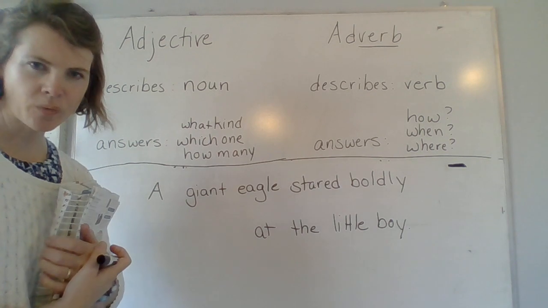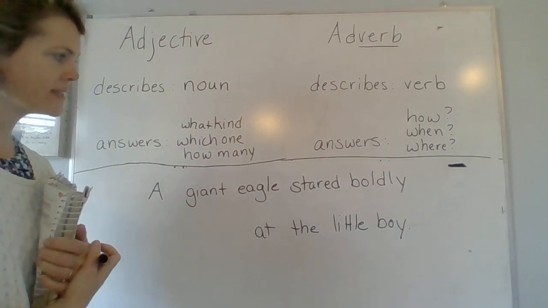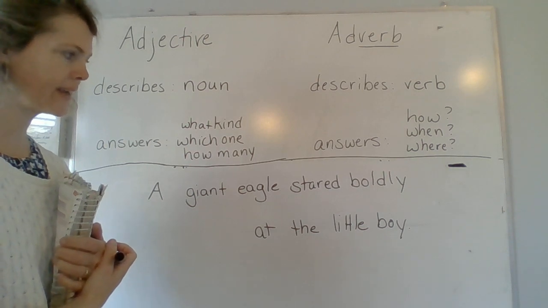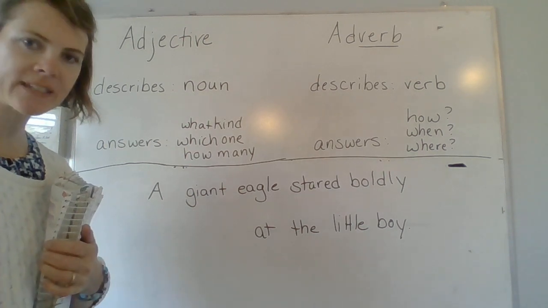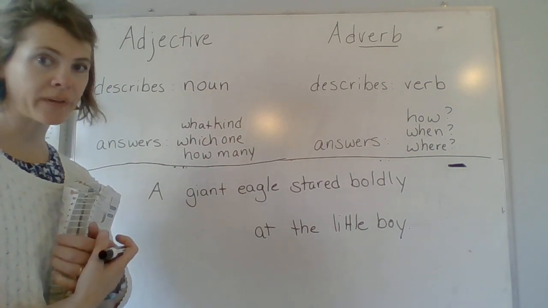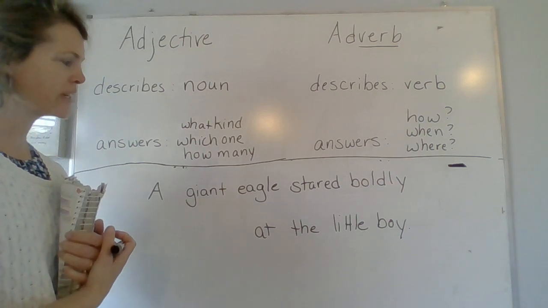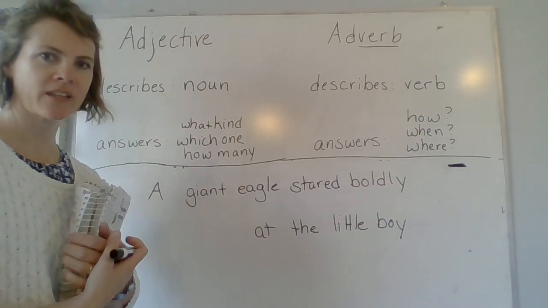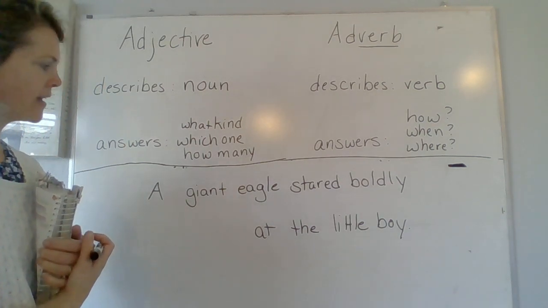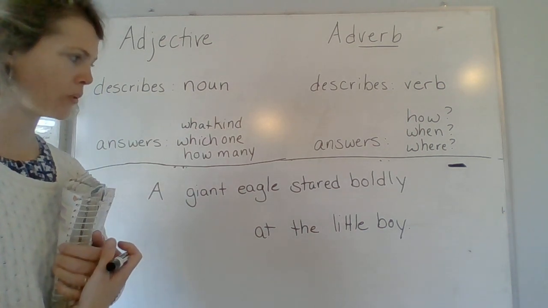Let's go ahead and erase your whiteboard and write down this sentence on your whiteboard. A giant eagle stared boldly at the little boy. Write that down on your whiteboard. All right, let's start reading our sentence. If you need more time, go ahead and pause the video. Let's read our sentence and find the subject and the verb. Read it with me. A giant eagle stared boldly at the little boy.